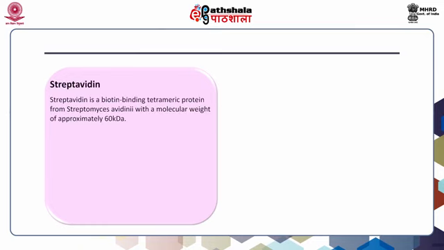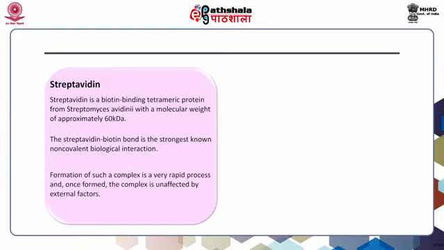Streptavidin. Streptavidin is a biotin binding tetrameric protein from Streptomyces avidinii with a molecular weight of around 60 kDa. The streptavidin biotin bond is the strongest known non-covalent biological interaction. So, formation of such a complex is a very rapid process, and once formed, the complex is unaffected by external factors.